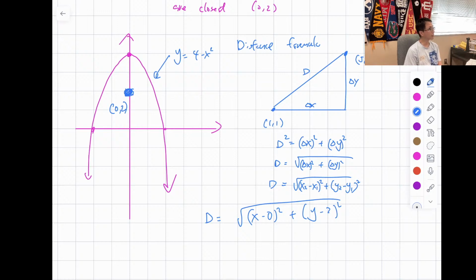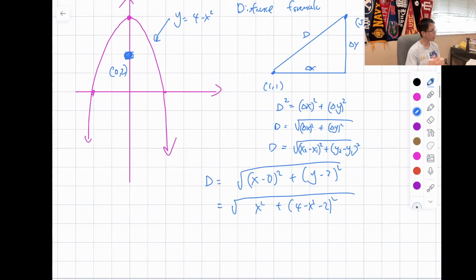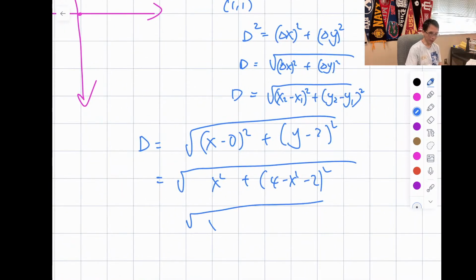But what is y? Because we have x and y in this case, we want both to be uniform. What is y in this case? 4 minus x squared. 4 minus x squared, thank you. So it'll be 4 minus x squared minus 2, squared. Yeah, the equation. That was the y. The x is just the x. y is the output, which is the function. So here it's going to be x squared plus 2 minus x squared, squared.